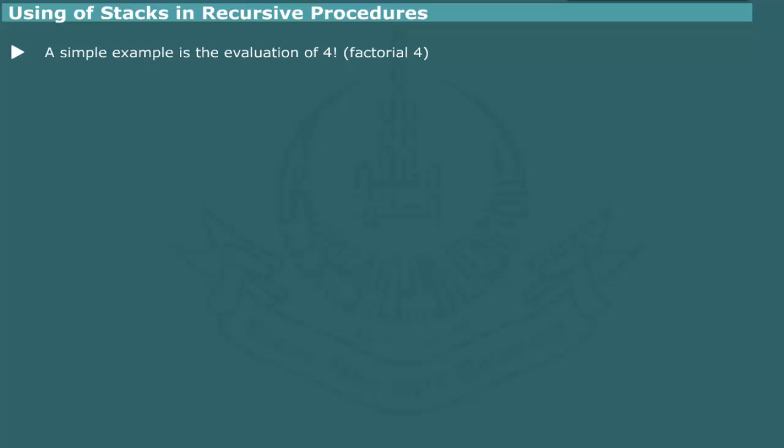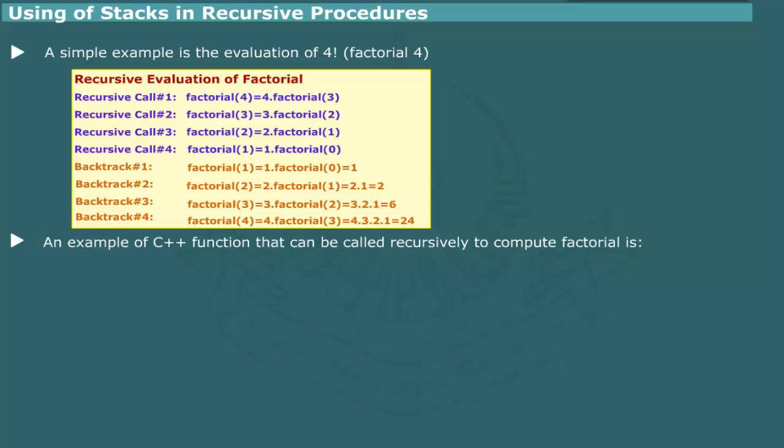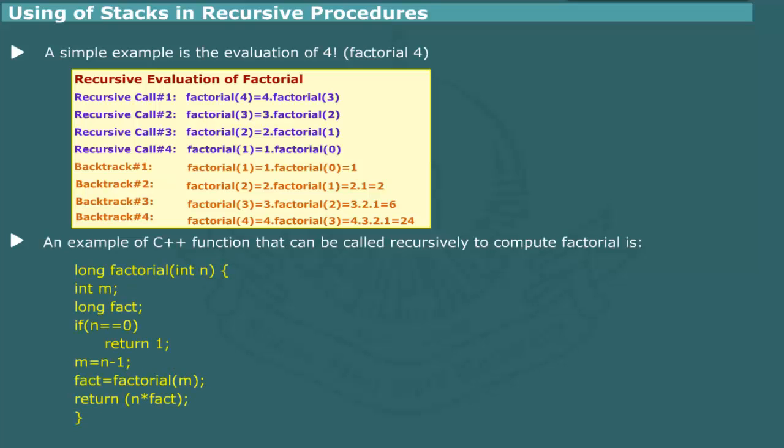A simple example of a recursive procedure is the evaluation of a factorial. You would recall that the product of successive positive integers is called factorial. Consider, for example, the evaluation of the function factorial of n. If n equals 4, the recursive steps would be as follows. By backtracking the above steps, we can obtain the value of factorial of 4. An example of a C++ function that can be called recursively to compute the factorial of a given number is shown.